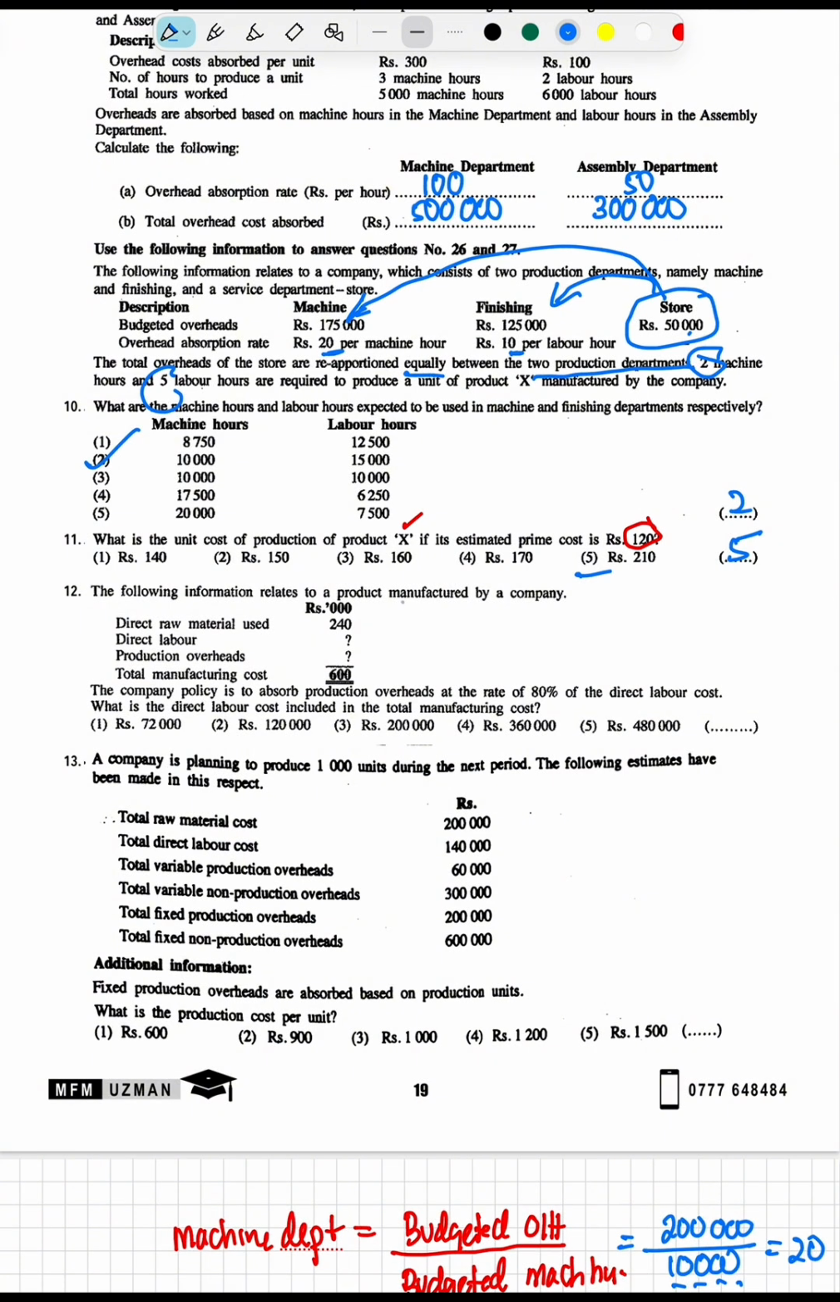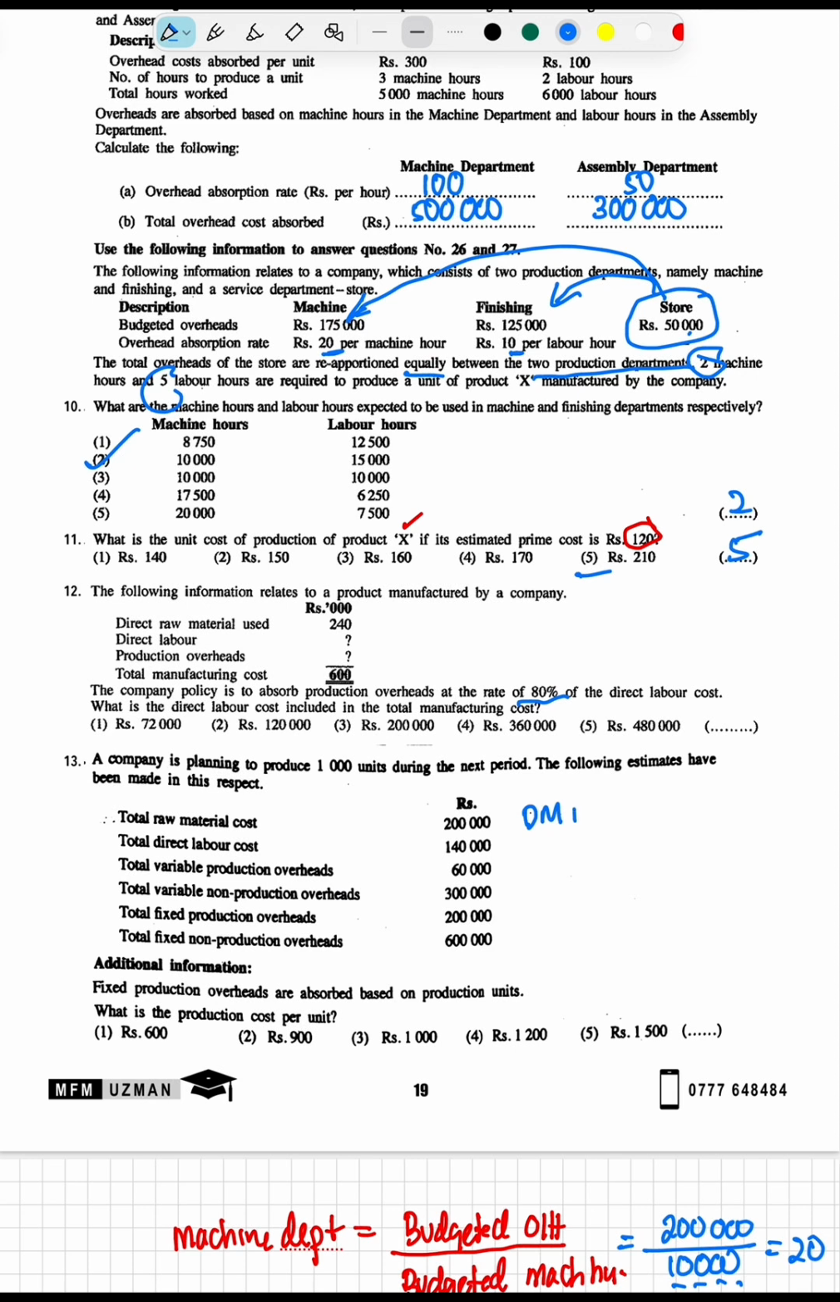The following information relates to a product manufactured by a company. So again, direct material is given, direct labor and production overhead are not given, but total manufacturing cost is given. The company policy is to absorb production overhead at the rate of 80% of the direct labor cost. Okay, that's a good one, right? So they're asking what is the direct labor cost included. So I'll write down the working here.